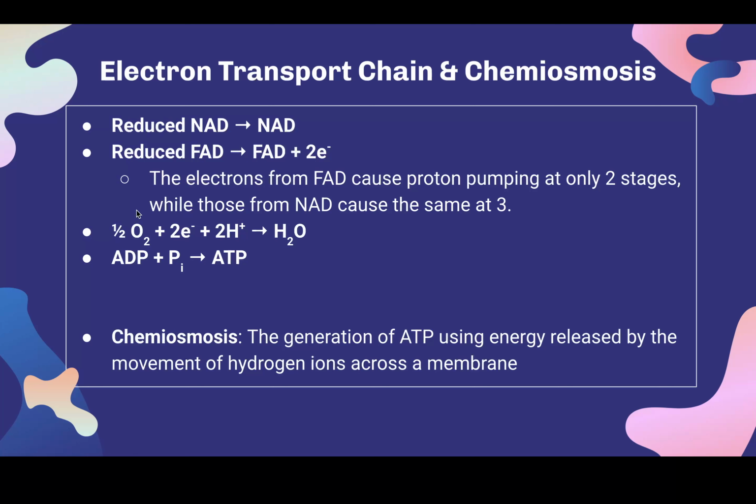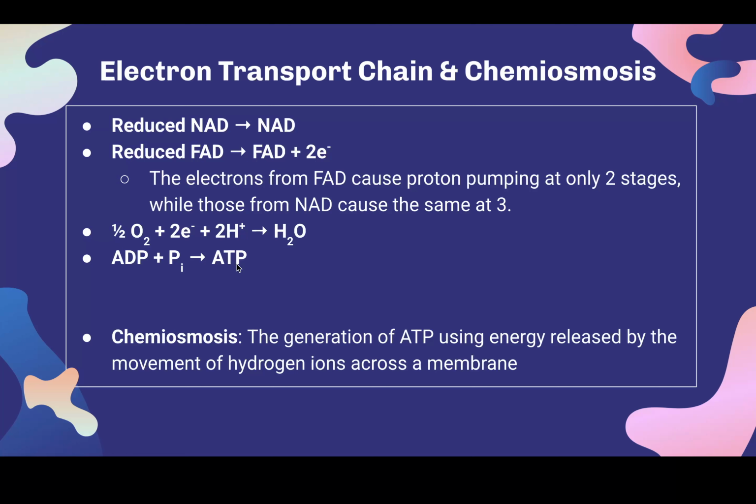And then again here, half an oxygen plus 2 electrons plus 2 hydrogens will form 1 H2O, but in a simpler way, 1 oxygen molecule plus 4 electrons plus 4 hydrogens will form 2 H2O. And then ADP plus a phosphate molecule will form ATP.